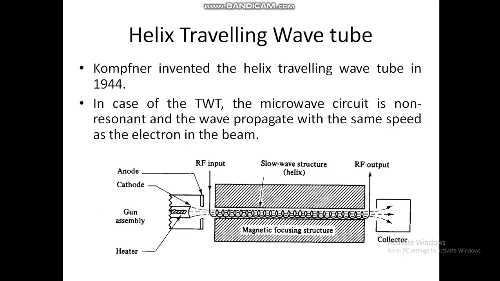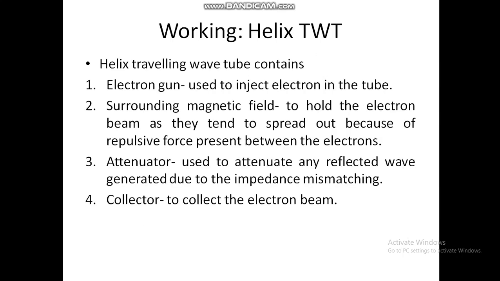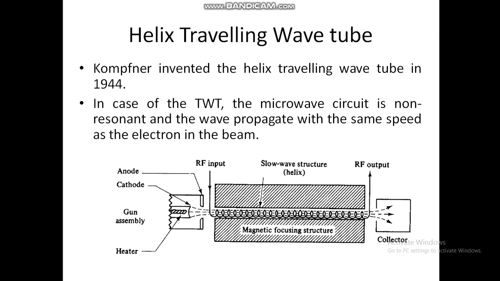Okay, so if we come to helix traveling wave tube, Kompfner in 1944 invented this helix traveling wave tube. In case of TWT, the microwave circuit is non-resonant and the wave propagates with the same speed as the electrons in the beam. This is the circuit of helix traveling wave tube. So generally it consists of an electron gun, which is used to inject electrons in the tube, and here we can see an RF input and RF output signal. At the input side, the RF signal is given to this TWT and it is taken out from the output side.